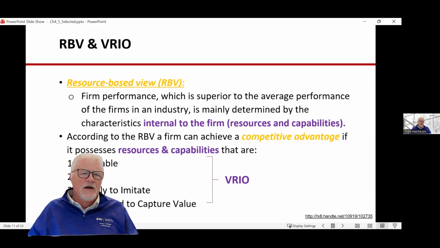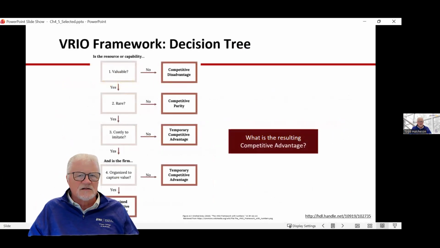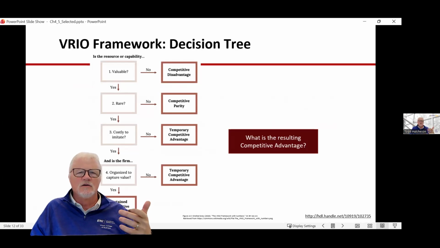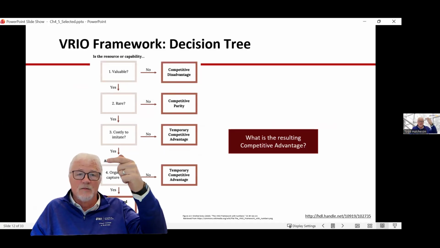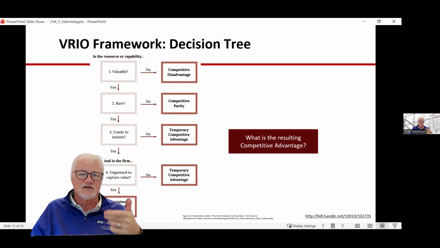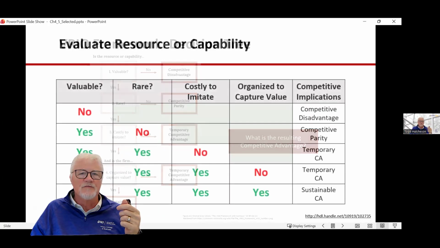So, VRIO. We can apply that test in a map, a decision tree. Is it valuable? No. If not, it's a competitive disadvantage. If yes, is it rare? If no, then it's competitive parity. If yes, is it costly to imitate? If no, then it's just a temporary competitive advantage. Is the firm organized to capture value? No, then it's still a temporary competitive advantage. But if you answered yes to all four of those questions, it would be a sustained competitive advantage. And that's what we're looking to develop.